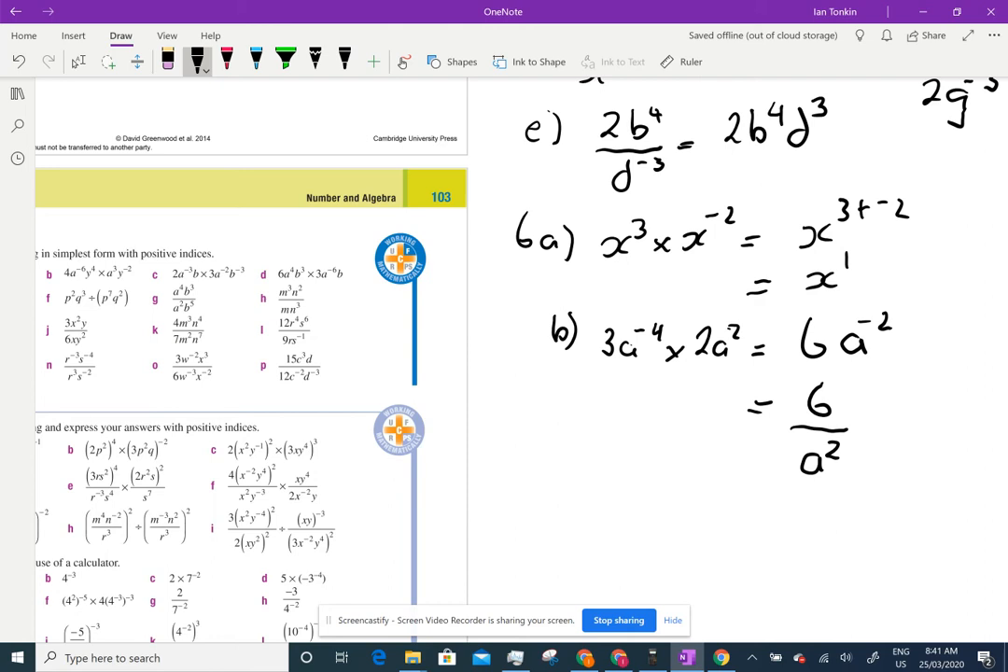And I'm just checking the answers again. I'll just have to scroll a little bit. So what was that one? 6. And it's not B, it's 6E.